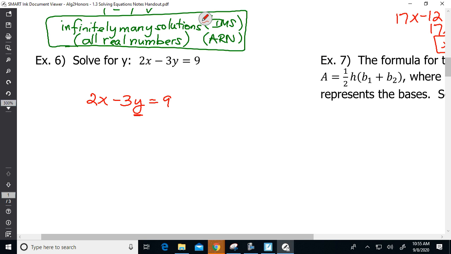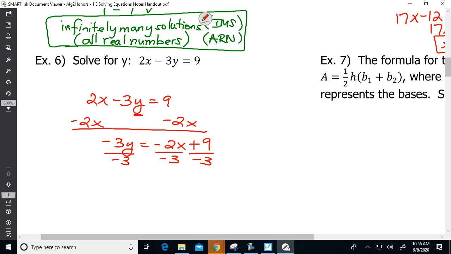You need y by itself, so the 2x has to go. So positive 2x, subtract 2x on both sides. So you get negative 3y equals negative 2x plus 9. You're not finished because y is not by itself. To get rid of that negative 3, you divide it. Notice that I divided everything by negative 3. So y equals positive 2/3 x minus 3. And that's it. That's the end of the problem. Questions, example 6.